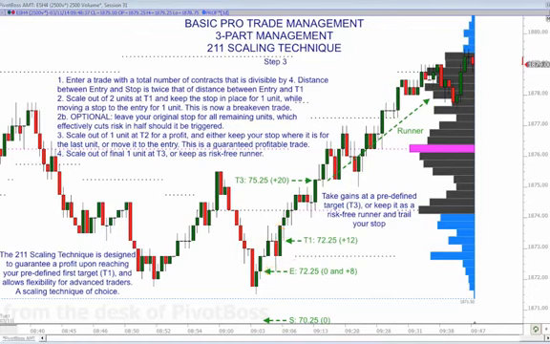So there's going to be a lot of things that we're going to talk about in the advanced section. But again, if all you use are these scaling techniques, the 11, the 20, the 11, the 21, the 111, and the 211, that's all you need.